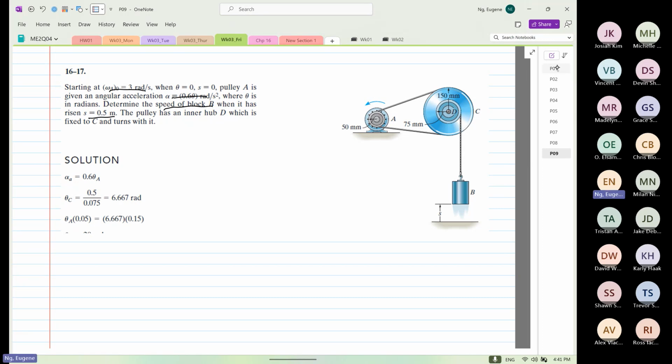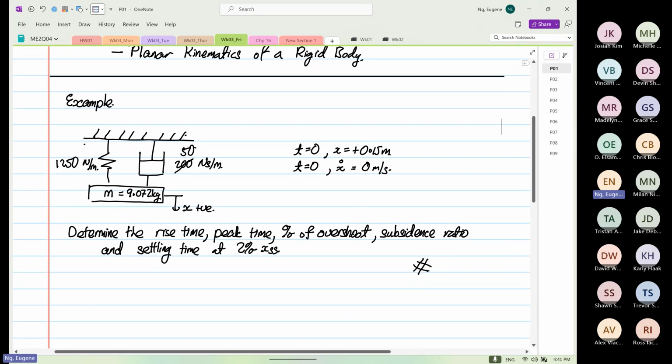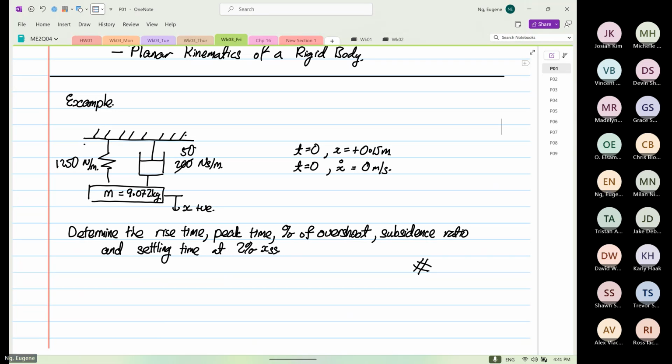So coming back to our favorite. By now, you all should be very familiar with vibration. This is the last example that I'm going to give. Now given to us, determine the rise time, peak time, percentage overshoot, subsidence ratio, and settling time.